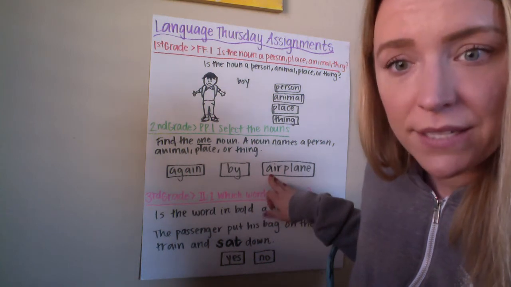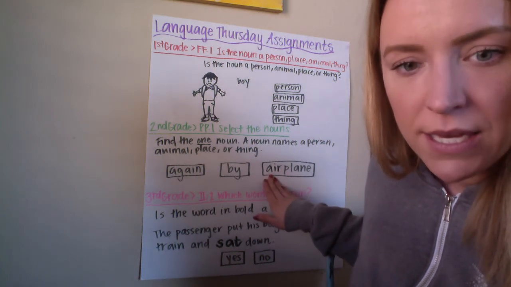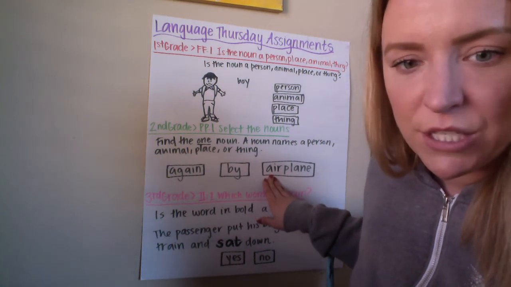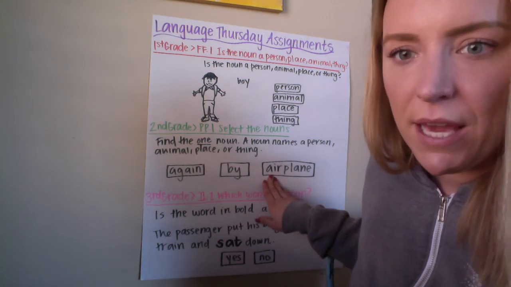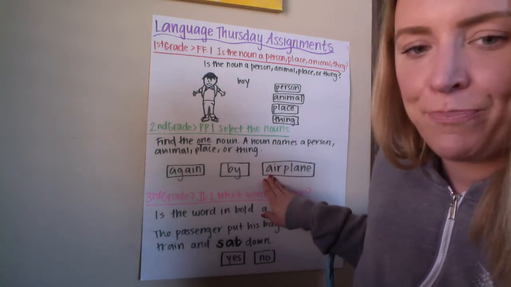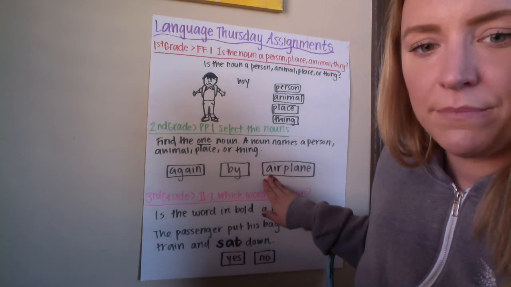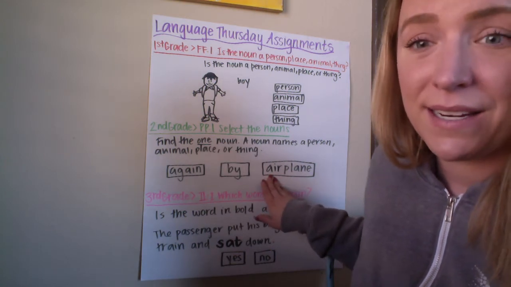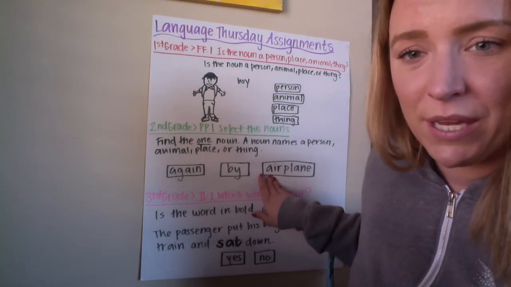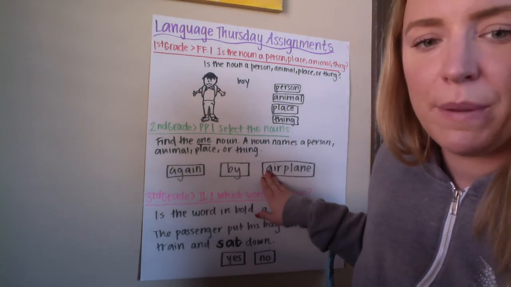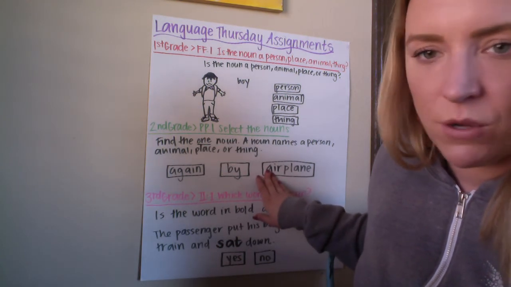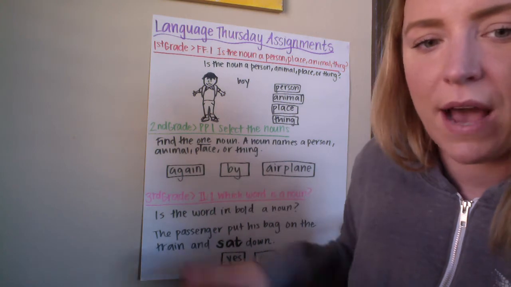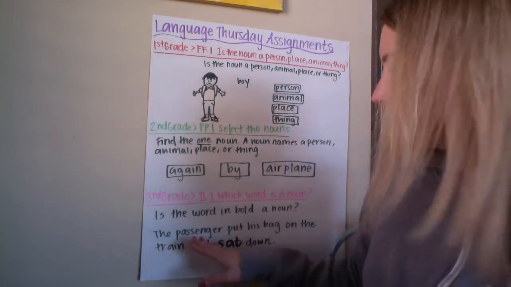Airplane. Okay, yeah, I can see an airplane. I can touch an airplane. I know what that looks like. It can be the subject of a sentence, right? The airplane is big, or the airplane is fast. And it's a thing, right? It can technically be a place too, right? You can get on an airplane, you can go inside an airplane. So that would be my noun here. I'd click on airplane. That's the only one I'd click on because it says just one noun, and those other two words weren't nouns.